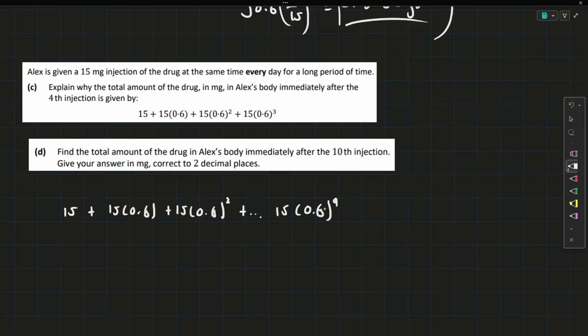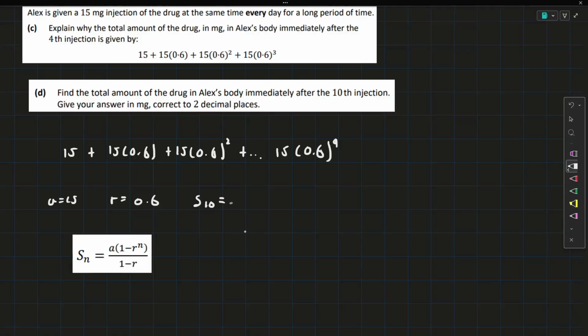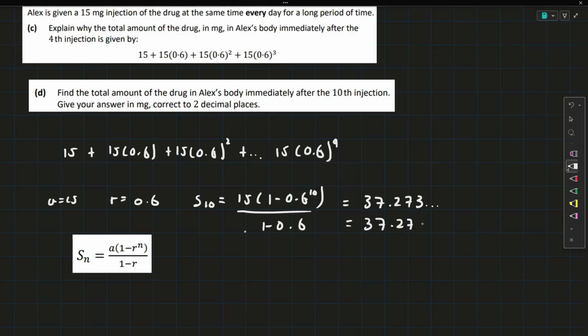You could put this into your calculator, but it's easier to use a geometric sum. So you can see the first term is equal to 15, and the common ratio is equal to 0.6. So the sum of the first 10 terms, there's a formula in the tables booklet, and the formula looks like this. So we do have n equals 10. So we'll have 15 times 1 minus 0.6 to the power of 10, all over 1 minus 0.6. And you can just put that into your calculator, and what you should get is 37.273... It keeps going, and to 2 decimal places, it's going to be 37.27, and we're in milligrams because that's the units of the injections.